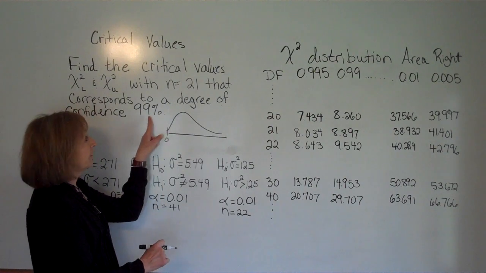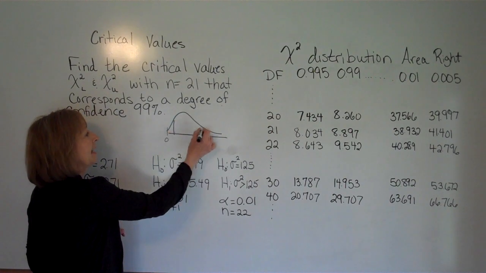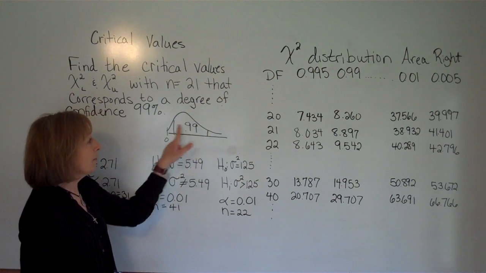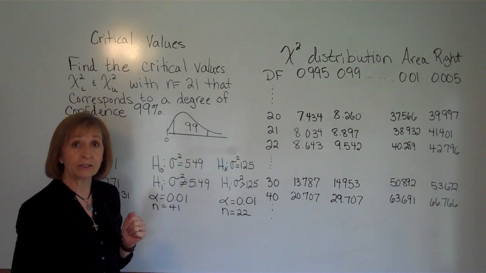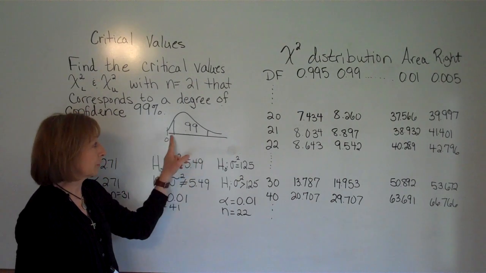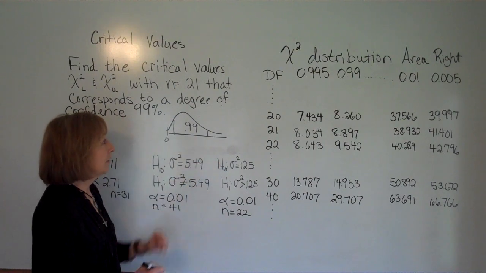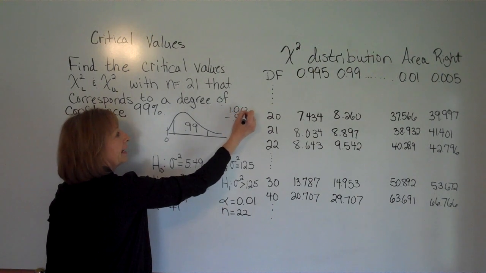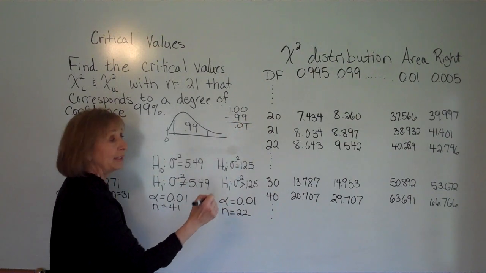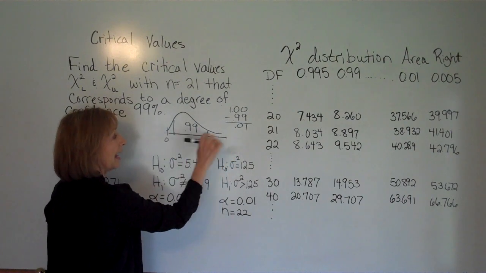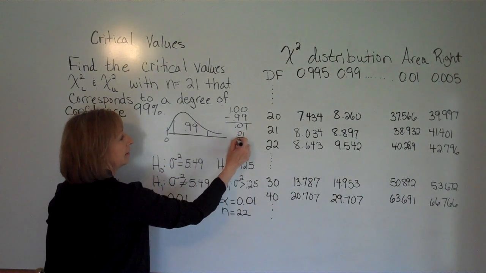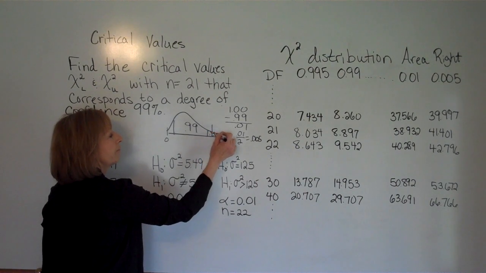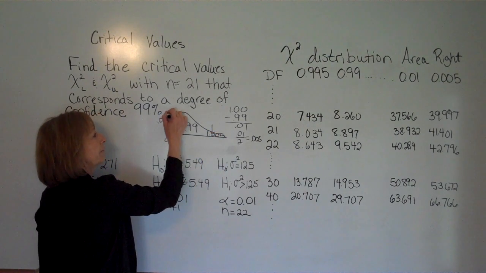Now, when it's a degree of confidence, then that 0.99 is in the middle, and I need to find out how much area is in these tails so I know which heading to look under and across my degrees of freedom to get the critical values on this horizontal axis. The entire area is 1, so when we take 1 and subtract the 0.99, we get 0.01. Now we need to divide that 0.01 in half for the amount that's in each tail. So 0.01 divided by 2 is 0.005. I have a 0.005 area there and a 0.005 area there.